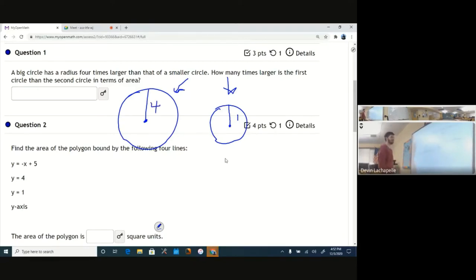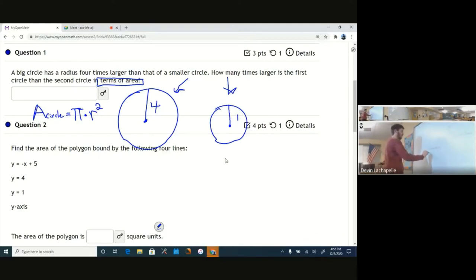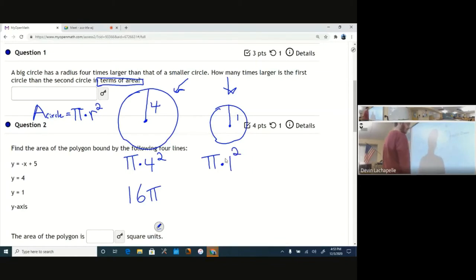All right, so now we have to say, how many times larger is the first circle than the second circle in terms of area? In terms of area, well, how do you find the area of a circle? Well, the area of a circle is just pi times radius squared. Okay, so the area of our big circle here is going to be pi times 4 squared, or 16 pi. Right, 4 squared is just 4 times 4. And then our smaller circle is going to be pi times 1 squared, or just 1 pi.